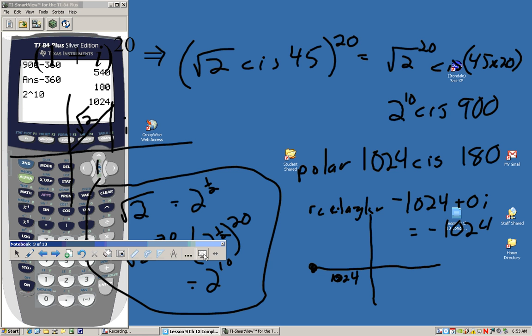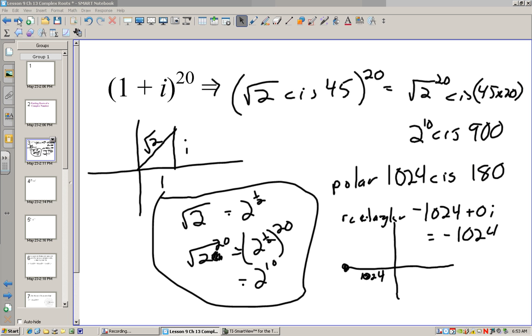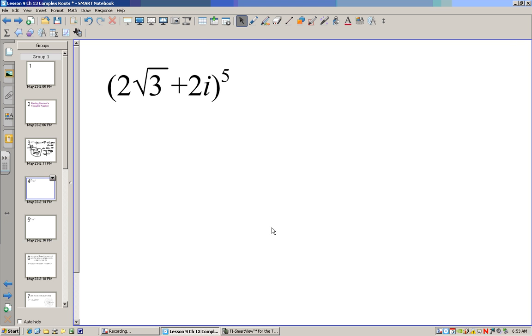Oop, that's not the button I wanted to push. Right back at you. All right, let's do this one. If you feel like you understand it, stop it, work through this on your own. If not, you can listen up.